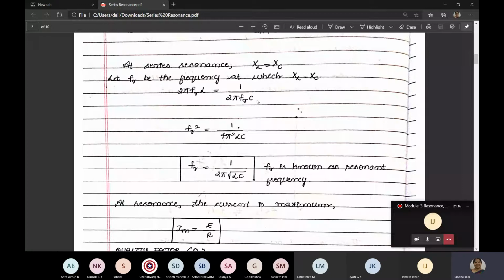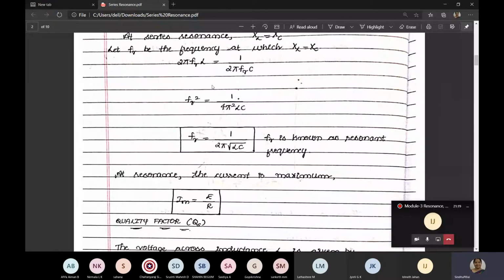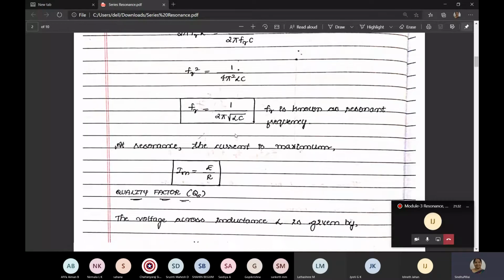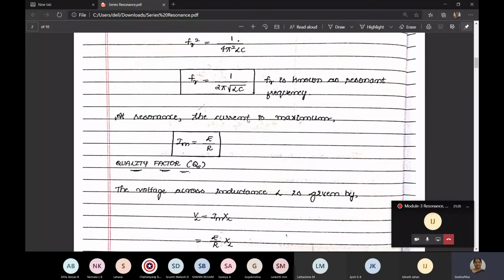Just cross multiply it, you will get FR square, FR into FR, equal to 1 by 4 pi square LC. So FR is the square root of that, which is 1 by 2 pi root LC. This is the formula for series resonance, a very important formula which will be used to solve all the problems. FR is known as the resonant frequency. And at resonance the current is maximum, given by current equal to E by R, voltage divided by resistance. That is one more formula.